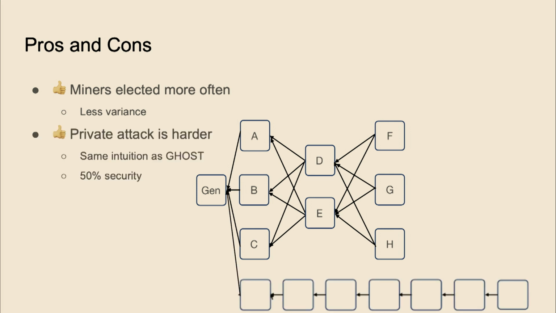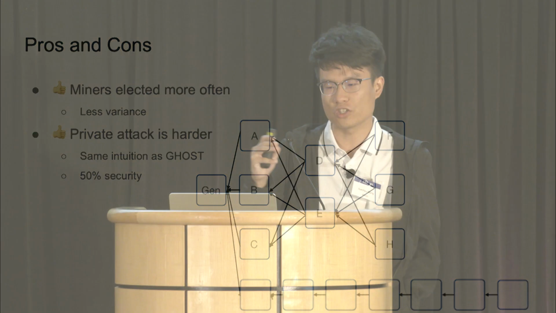And maybe the second benefit of having tip set is that in this way, the private attack will be harder. By private attack, I mean the attacker will try to mine a blockchain in private and only release this private chain when its weight is larger than the public chain. Basically, this is the same intuition as Ghost.